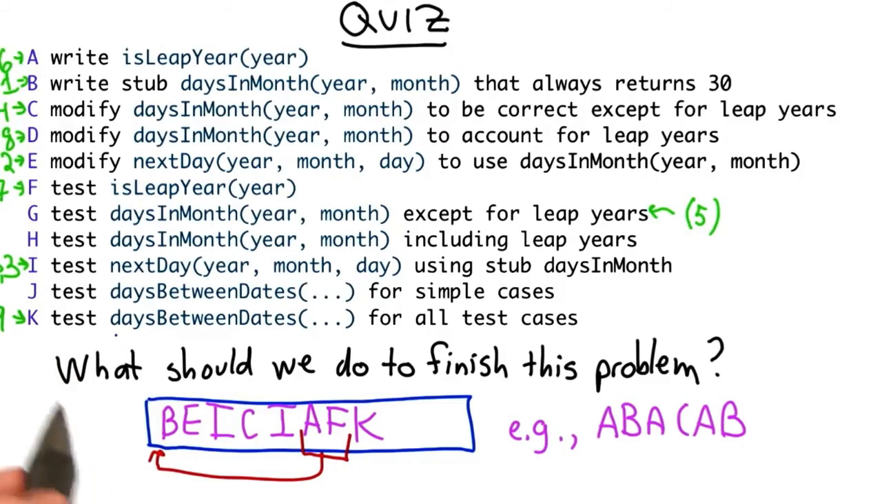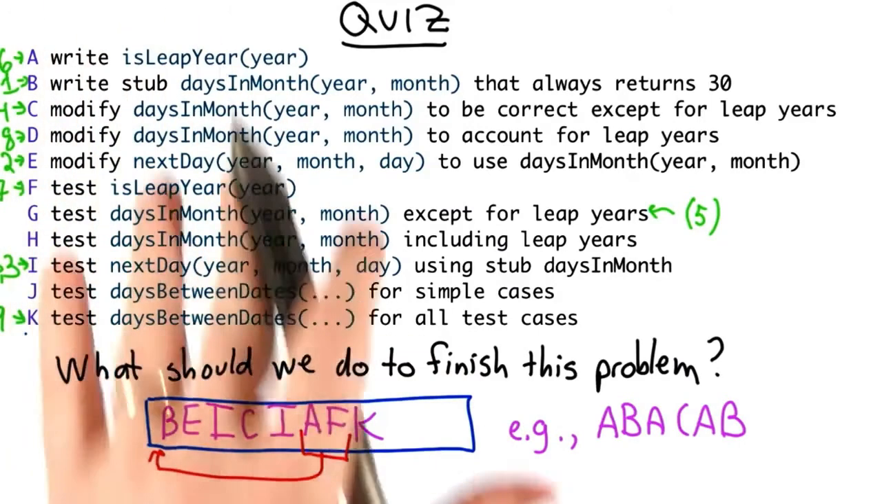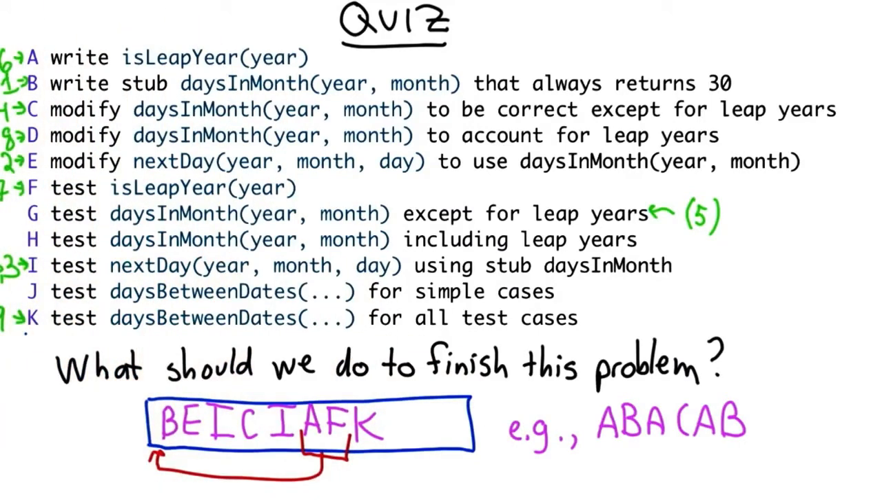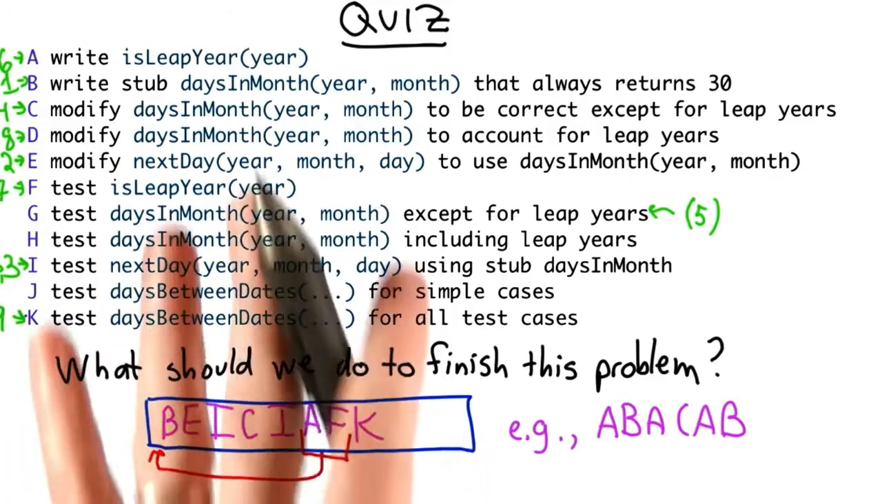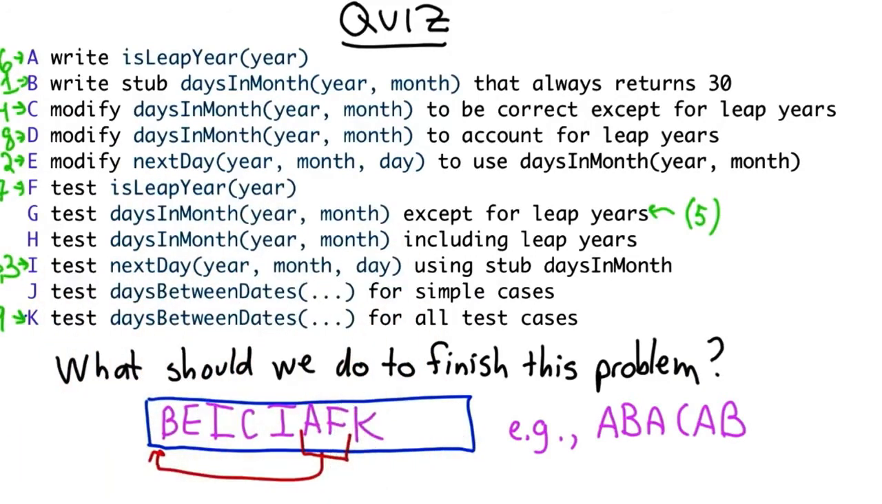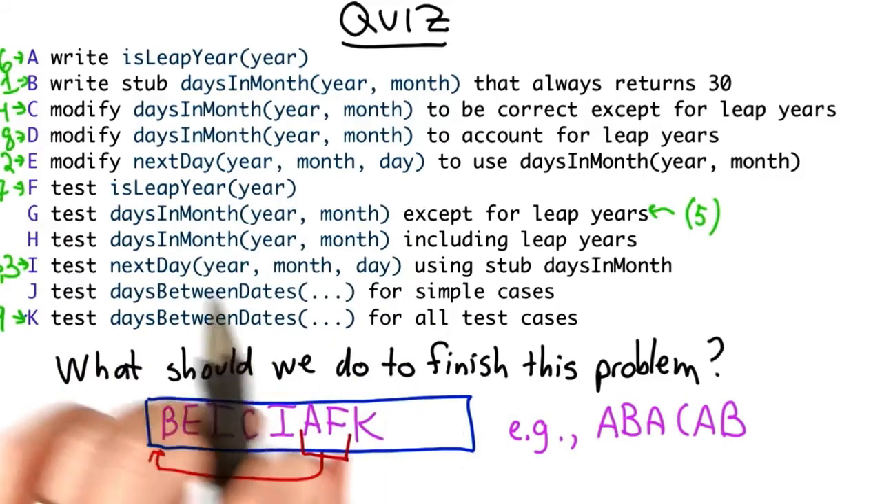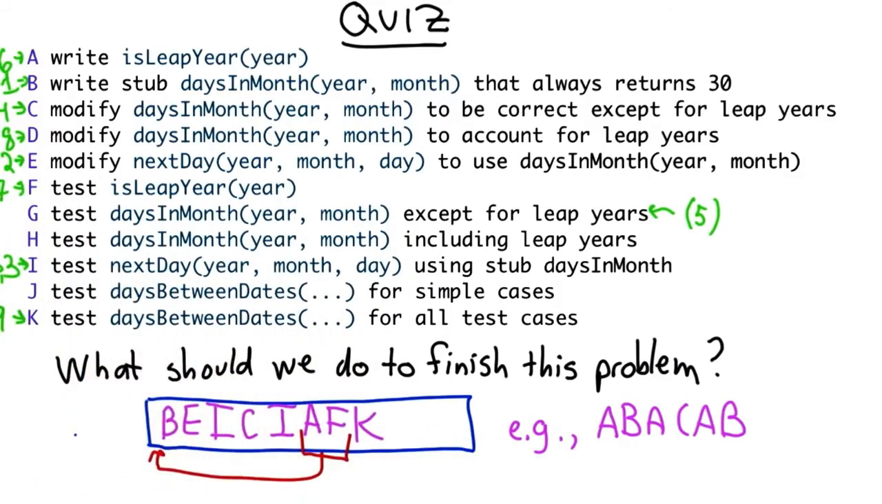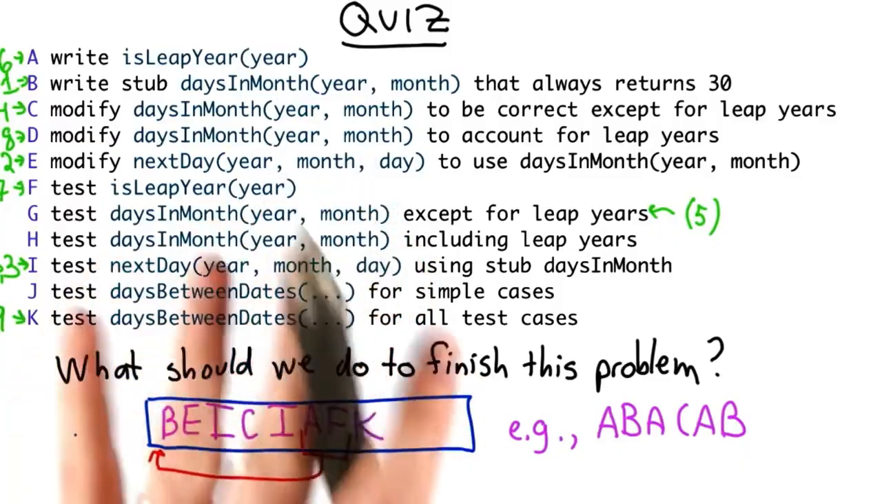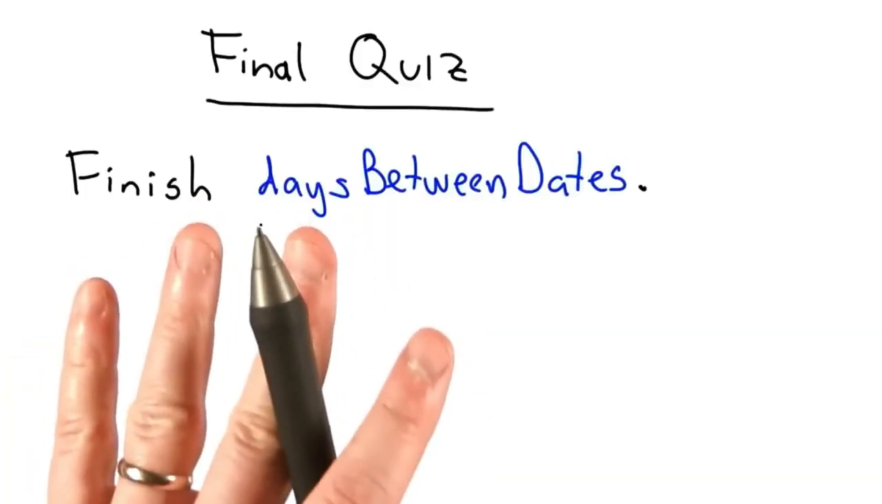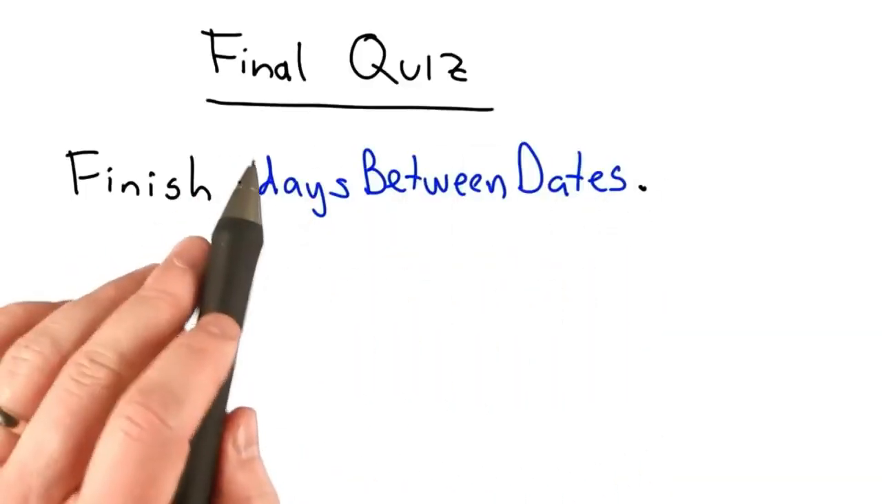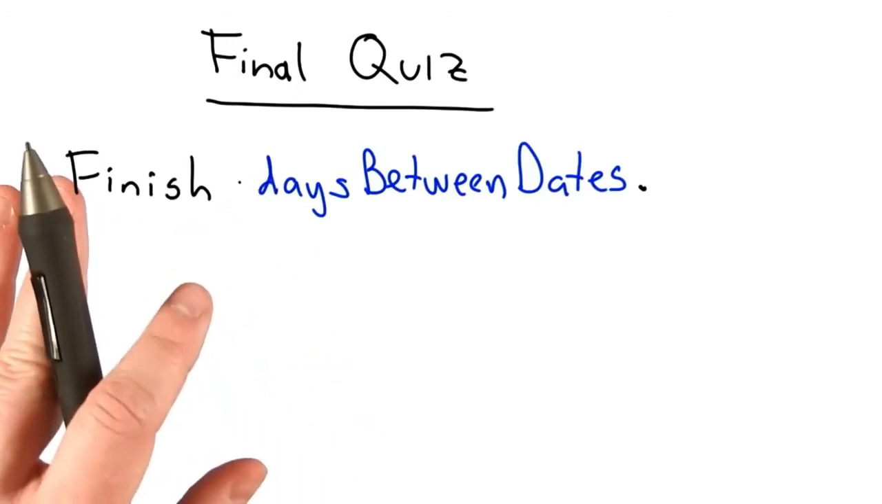What I'm going to encourage you to do as you develop your solution is to write code to run all these tests as part of your solution. And what I hope will happen if you do these steps testing as you go, when you finally get to step K and run it on all the test cases, it will magically all work correctly the first time. Except it won't be magic. It'll be the result of building things in a systematic and careful way. Now I hope everyone feels confident that they can finish days between dates on their own. And so that's the final quiz for this lesson.